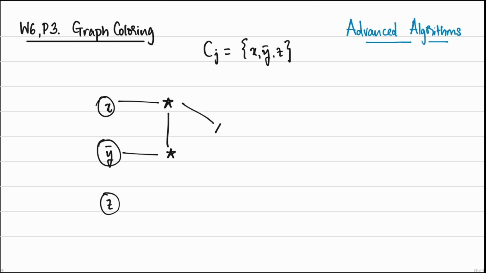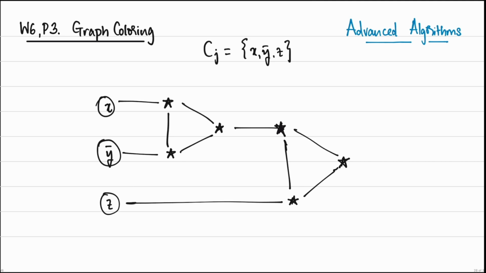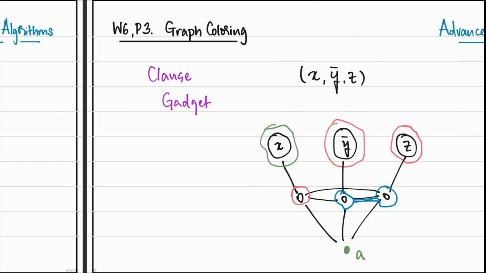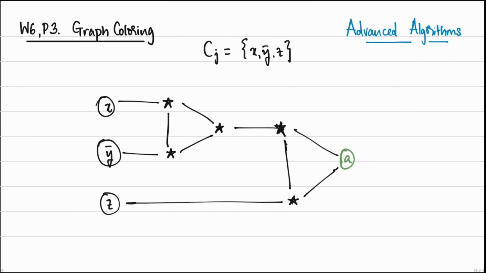So we are going to have a triangle here, and we're going to have Z actually feed into another triangle. And at this point, I want to say that this here is actually a special vertex. This vertex here is the green vertex A from the universal triangle, just like we had here. And once again, let's confirm that that's the entirety of the clause gadget.